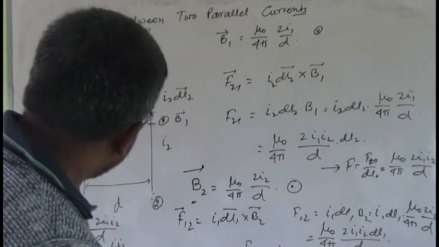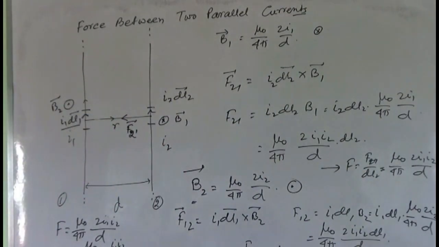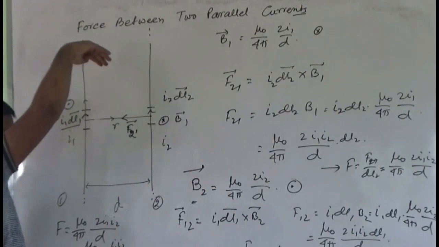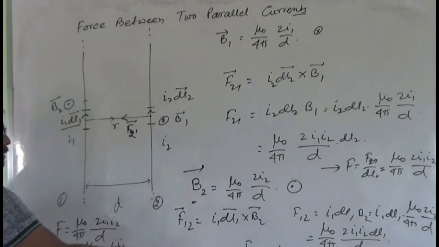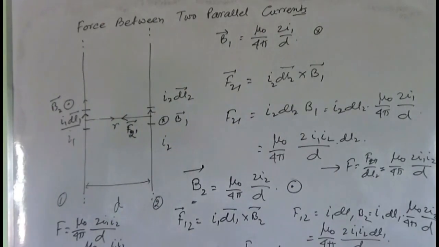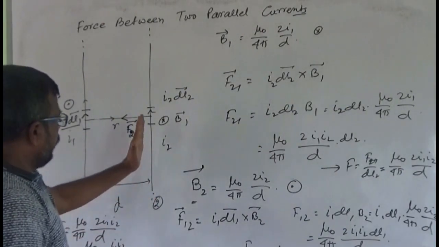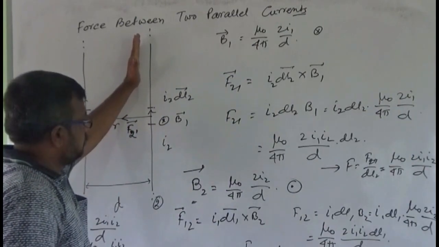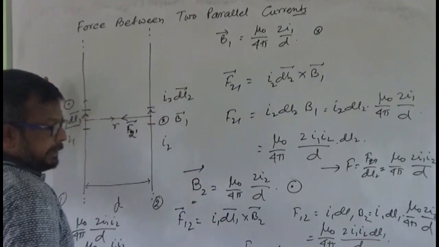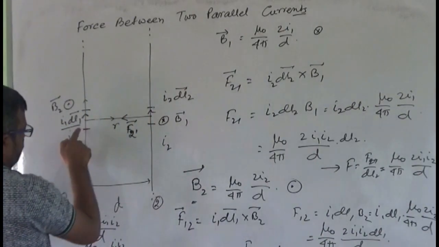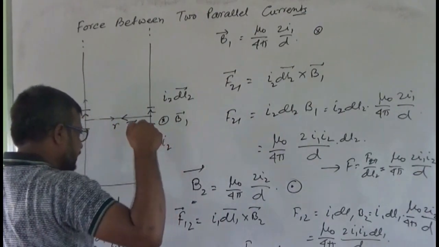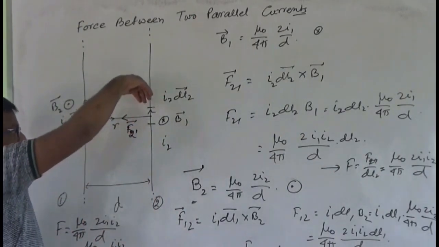If the currents in the two conductors are in opposite directions, that means in conductor 1 current is flowing in this direction, but in conductor 2 current is flowing in this direction. Then what happens? See here, when current is in this direction, the force was in that direction. Now since current flowing in this conductor is the same, therefore the magnetic field is into the board.